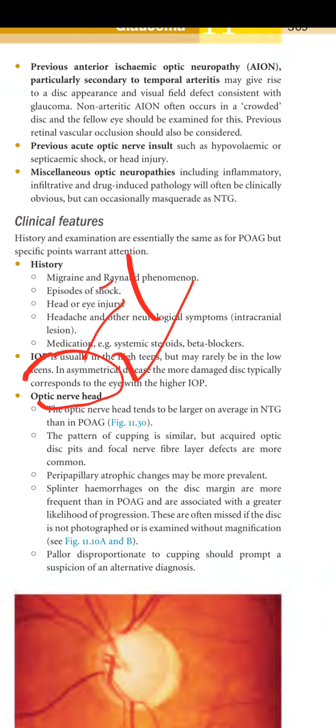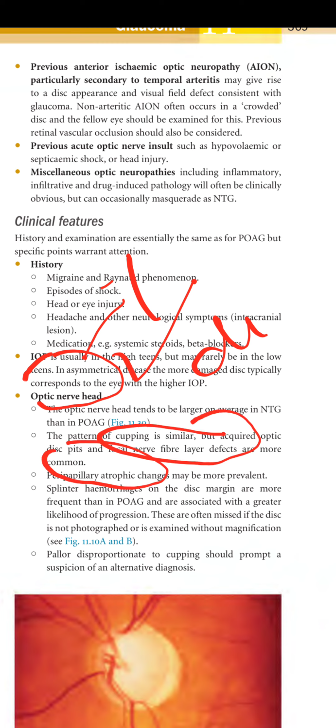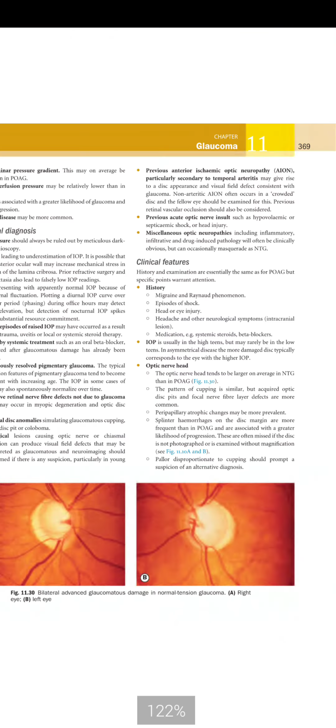So these are all the changes that occur in the optic nerve head. The discs tend to be larger. Focal nerve fiber layer defects are more common. There will be peripapillary atrophic changes, splinter hemorrhages, and pallor is more prevalent in a case of a normal tension glaucoma disc.